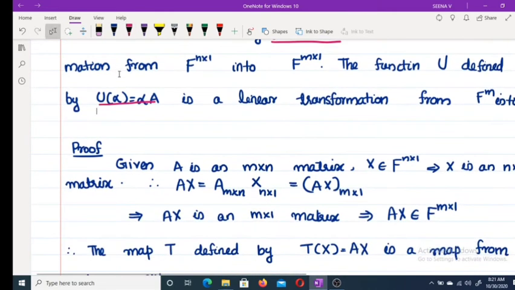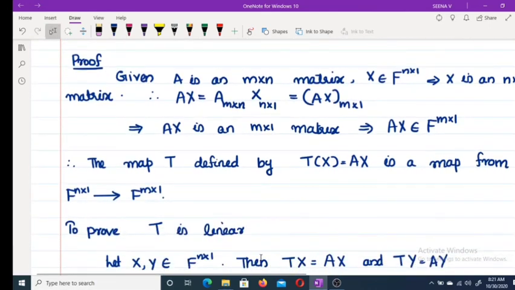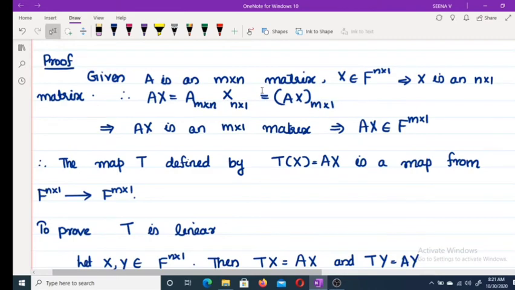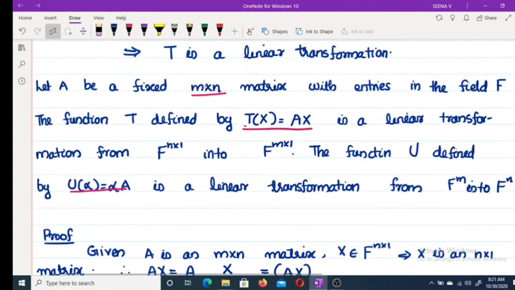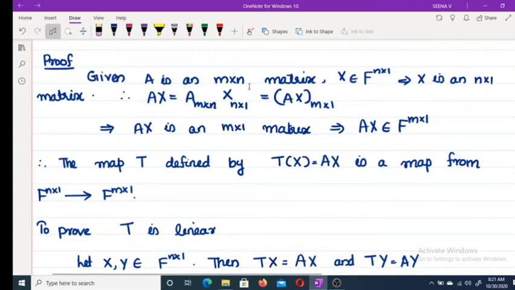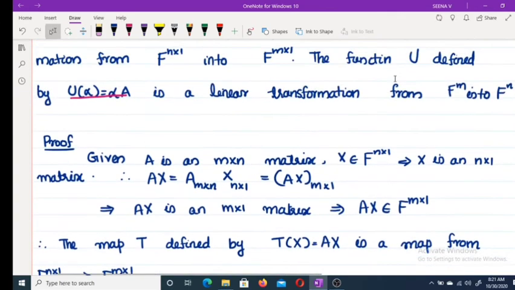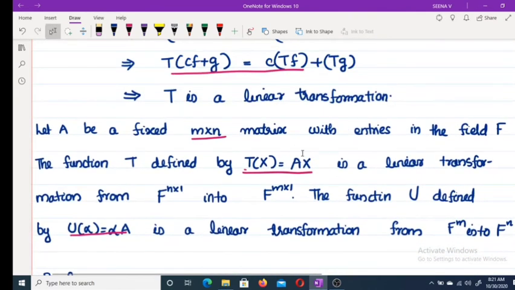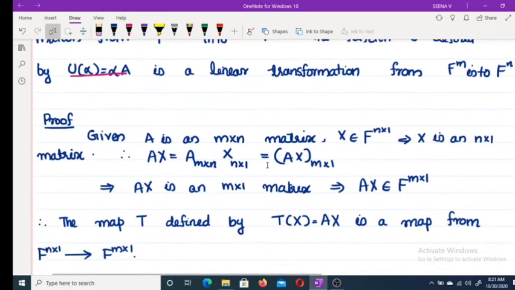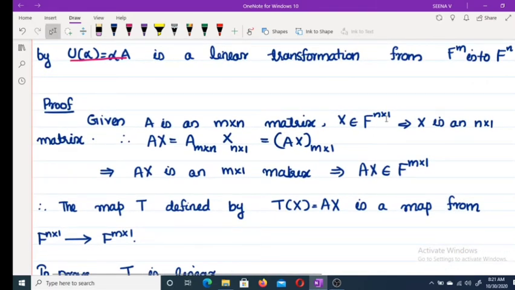Okay, so here, given A is an m by n matrix. So A is an m by n matrix, and X belongs to F^(n by 1). We have to define a map from F^(n by 1), so we are taking X from F^(n by 1). So X is in F^(n by 1).